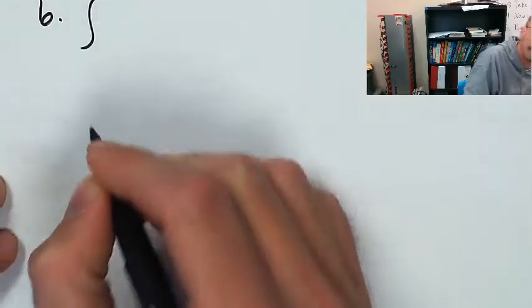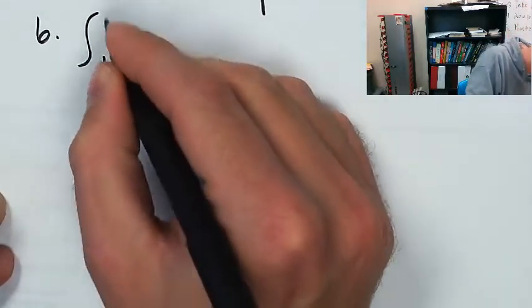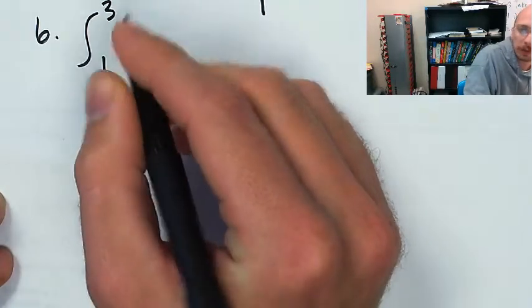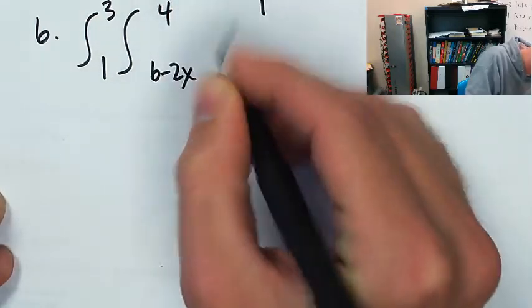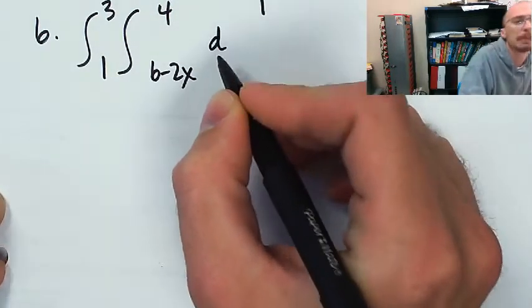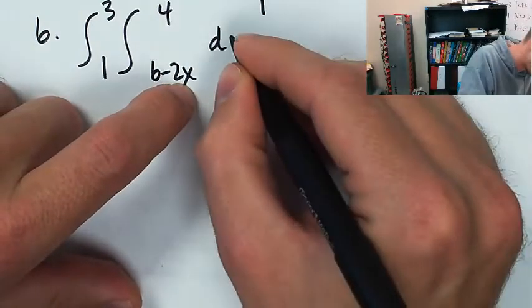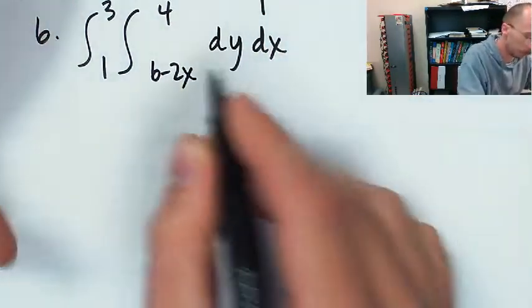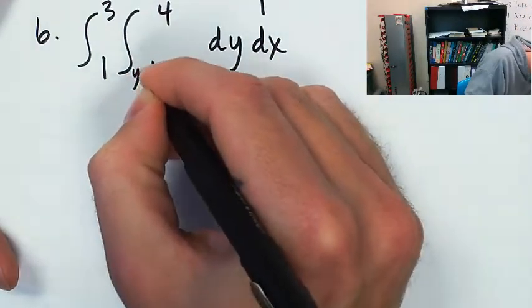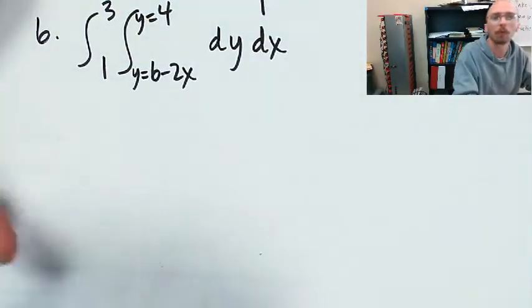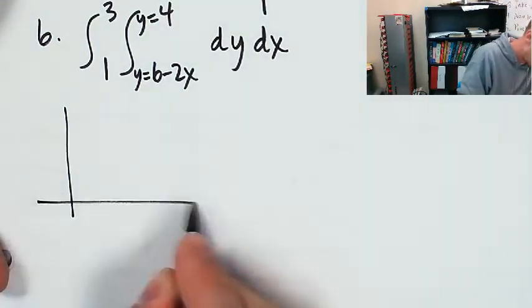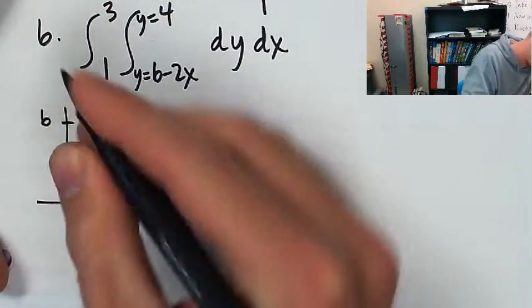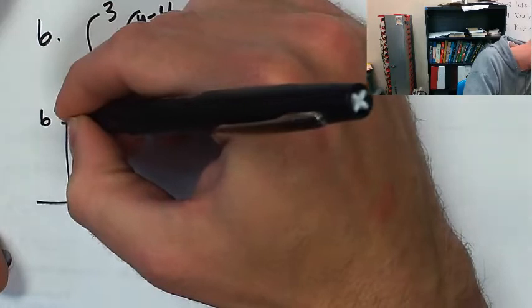All right, number 6. Integral from 1 to 3, integral from 6 minus 2x to 4 dA. Okay, but I know that because I've got an x in here, I'm going to have to start with dy and then dx. And I think I'm going to actually write that in. I'm also going to call this y equals 6 minus 2x and y equals 4. Okay, so I can start by graphing those things. And, all right, 6 minus 2x would start here, and it would intercept at 3.